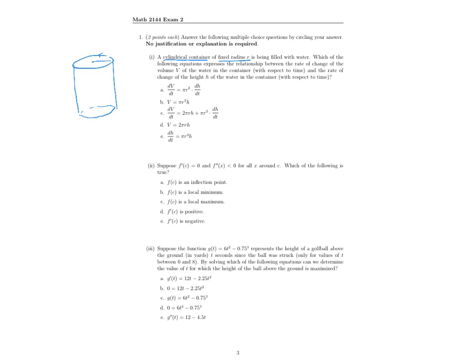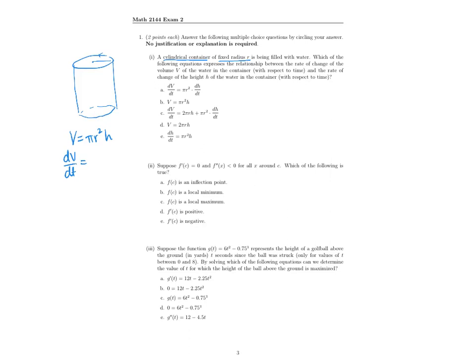So first of all, let's just see, what is this volume? So the volume of something that's like a cylinder, a prism, is the area of the base times the height. So the base here is a circle of radius r, so pi r squared times the height h. And so that's an equation for the volume, but that's not what it asks for. It asks for the relationship between the rate of change of the volume and the rate of change of the height. So what I need to do is take the derivative of both sides with respect to time. So here on the left-hand side, that would be dV/dt.